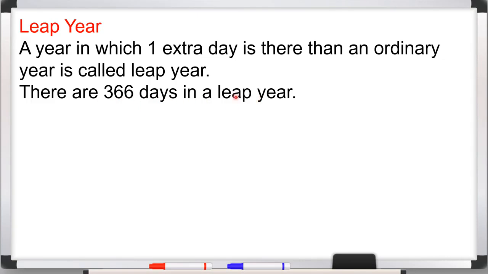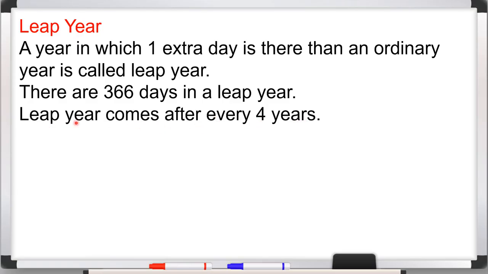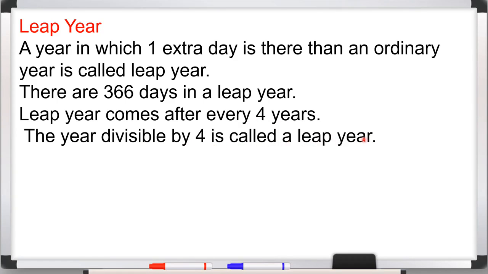I told you earlier that in an ordinary year there are 365 days, and one extra day, when we add 1 to 365, it becomes 366. So when there are 366 days, that year is called a leap year. Okay. Leap year comes after every 4 years. Leap year जो है बेटा हर 4 years के बाद आता है. Okay. The year divisible by 4 is called a leap year. तो ऐसा year जो 4 से पूरा डिवाइड होता है वो year जो है वो leap year कहलाता है.